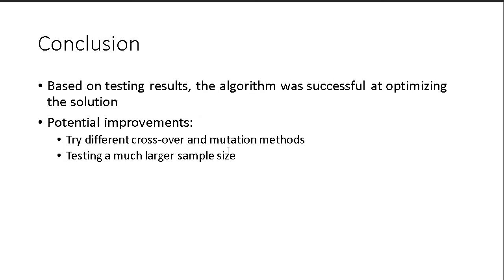And here in the conclusion, I've laid out the overall state of the project and how it could improve. Overall, I believe the algorithm was successful at optimizing the solution. However, I do think there is room for improvement, such as trying different crossover or mutation methods, or simply testing a larger sample size, or using different configurations for testing.